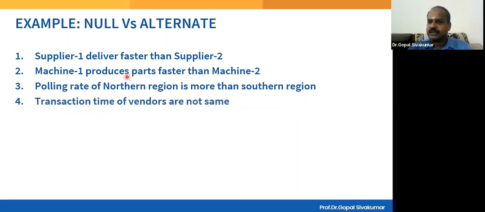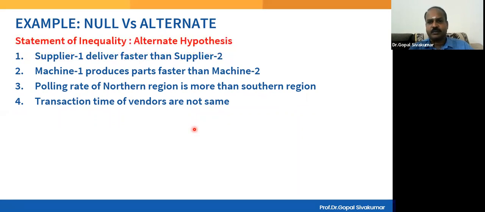Transaction time of vendors are not same. You have 3 vendors and transaction times are not same. They're all different, right? Probably vendor A consumes less time and vendor B consumes moderate time and vendor 3 consumes more time. So all these 4 statements are examples of statements of inequality. Statements of inequality are also considered as alternate hypothesis.